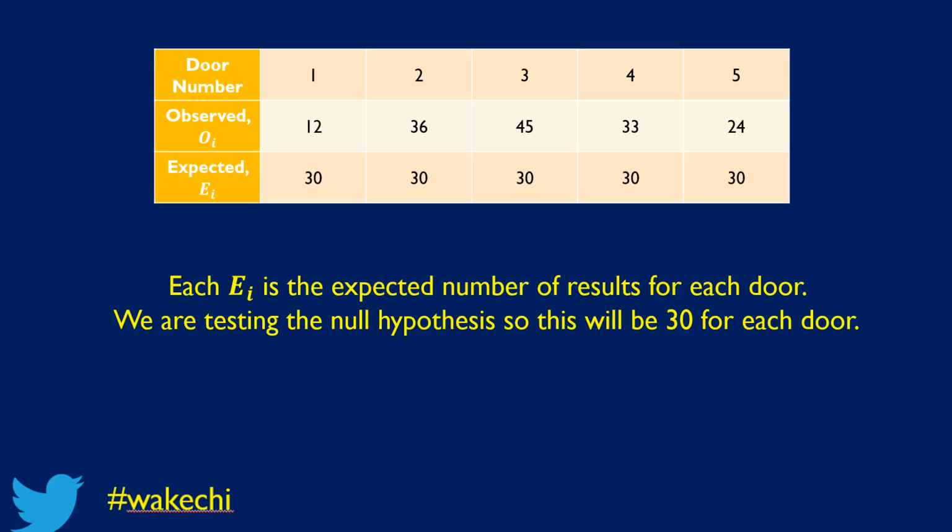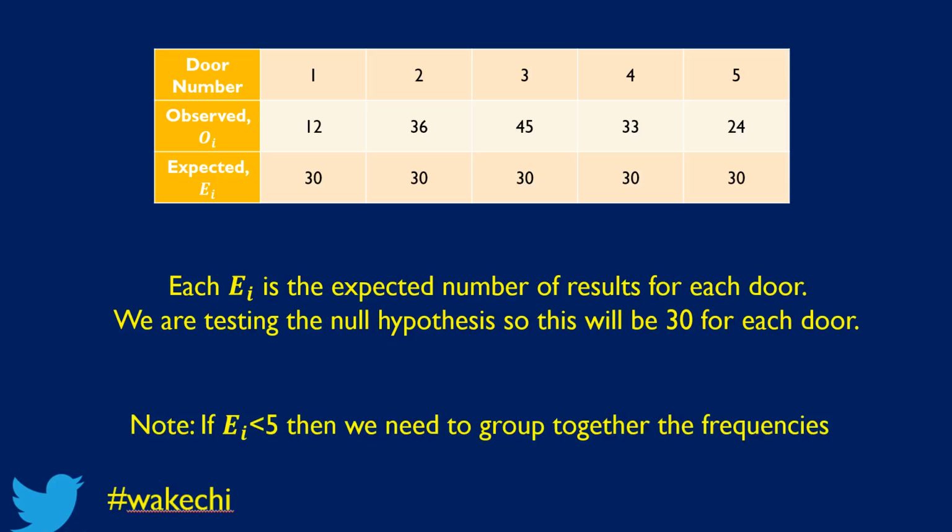So we talked about that we expected 30 people to go to each door. So here's our table updated with an extra row now. Now, one thing we have to take into consideration here is that if any of the expected values fall below 5, we must group together the frequencies. Like anything with stats, if we're working with only a small amount of data, it's not really good enough. We need to have our expected values to be over 5 to do goodness of fit. So if that was the case, then you'd have to group that together with another variable, just add the frequencies together.